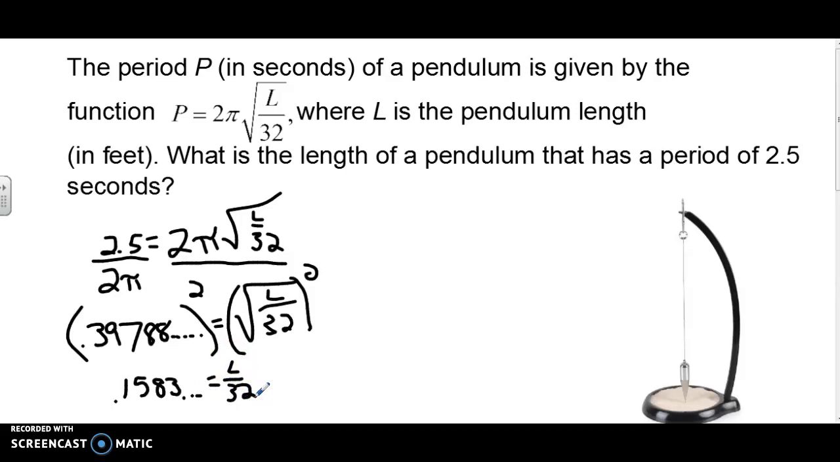Now at this part, I'm going to multiply both sides by 32. On my calculator, I'm just going to press times 32, and it brings the answer up from the previous line. My final answer is 5.066. So my final answer is going to be 5.07, or I could say about 5 feet, which is a very large pendulum. Or if they said round to the nearest hundredth, I would say 5.07. Okay, so that's that type of word problem.